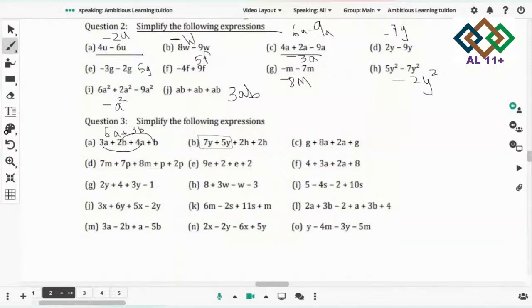So in this one, they have done it easy for us. So we will add these two up and we will add these two up. So they have done the job for us in this one. So it will be 7 plus 5, 12y, and our plus sign is here. 2 plus 2 is 4, and then you have 4h.